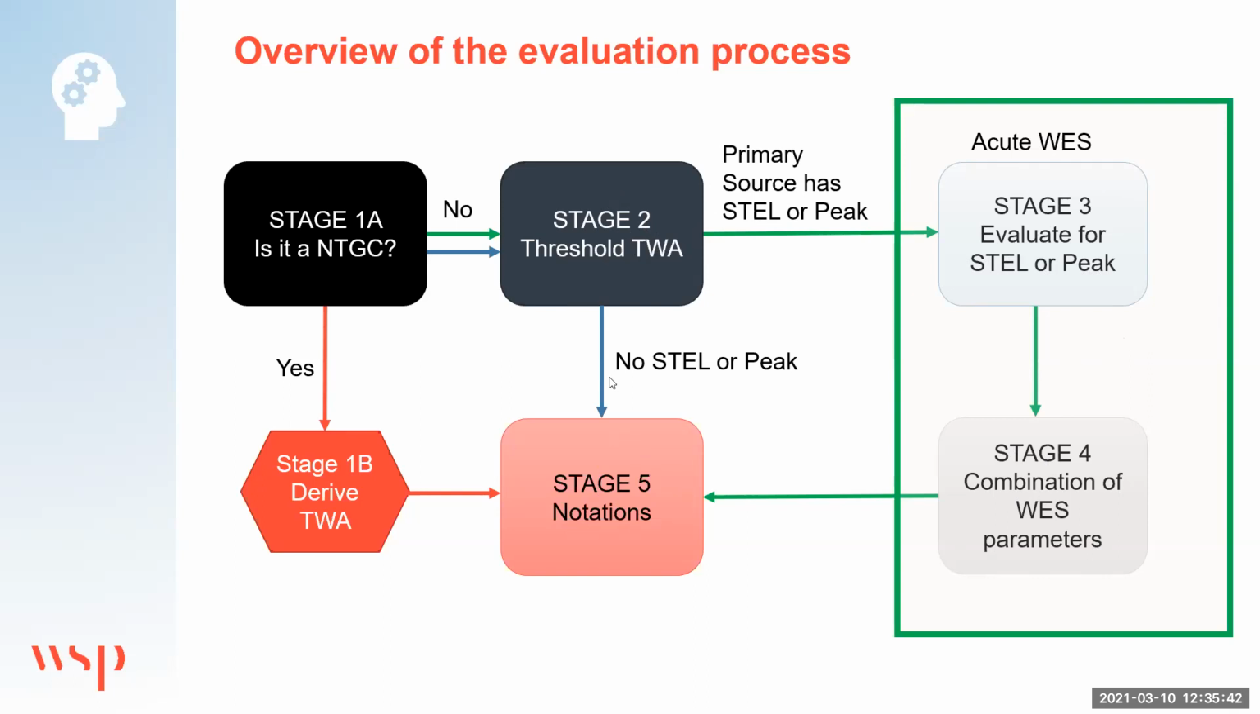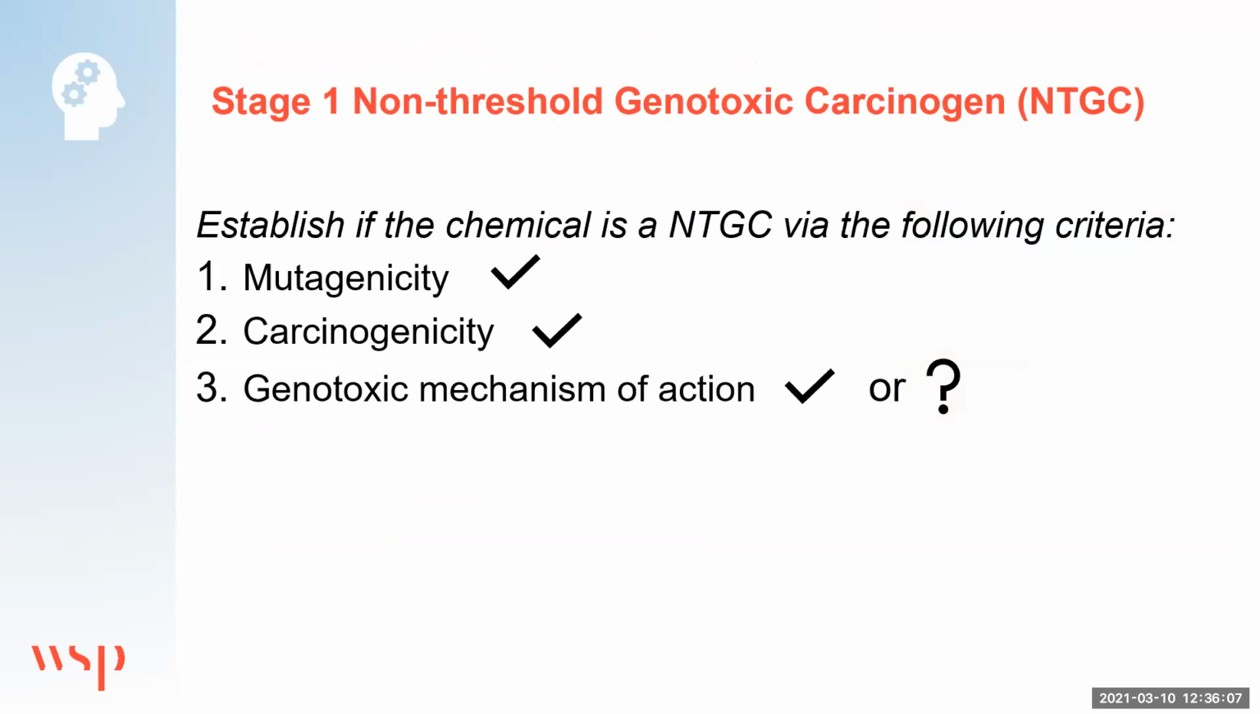Now you'll see that if there was no acute value to be evaluated, it went straight to notations. And same with the carcinogens, the non-threshold based genotoxic carcinogens, that went straight to notations. I'm about to talk about this stage here, stage 1 and 1A and 1B. Okay, establishing if a chemical is a non-threshold based genotoxic carcinogen.